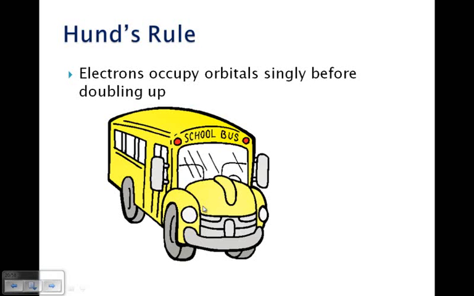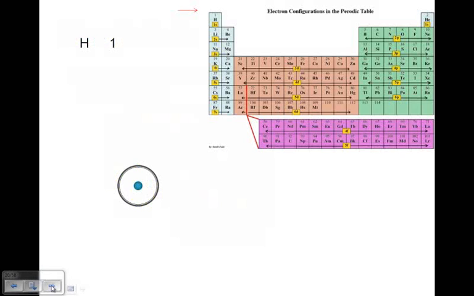Well, electrons are the same way. They occupy their orbitals singly before doubling them up. So what you find is every seat has a person in it before you start to find 2. Okay, so within an orbital, electrons are going to go singly before doubling. Alright, so let's actually go through some.